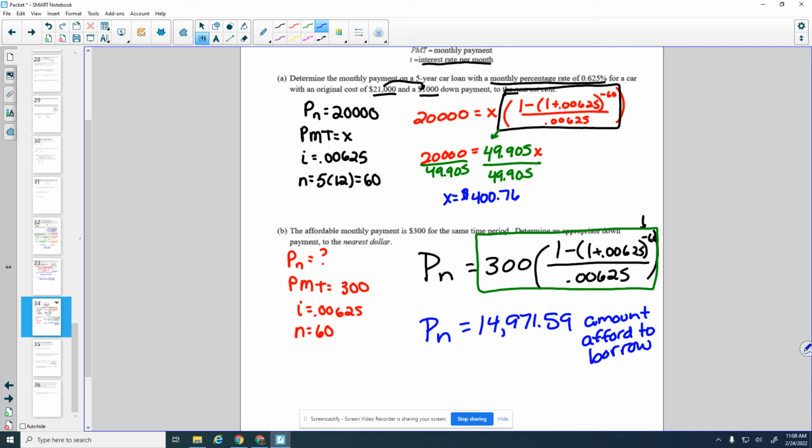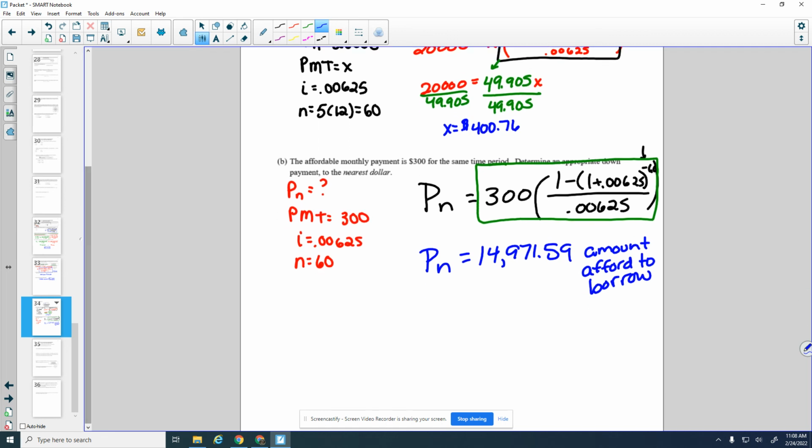Given the situation, it's not like we're picking a new car. We still want that $21,000 car. So the difference between the $21,000 that the car costs and the amount that I can afford to pay with the $300 monthly payments is $6,028 to the nearest dollar. That's how much I'm going to need to save up as the down payment.